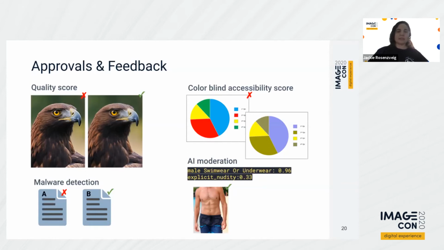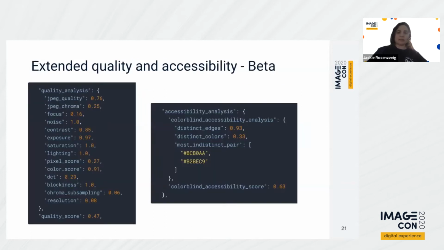So before we jump on to the next topic, I do want to share, we've had a quality score out for quite a while available, but we now have an extended quality analysis that is an option, and the colorblind accessibility that we're showing you here is also in beta right now. These are the types of results you can get if you join the extended quality and accessibility beta.